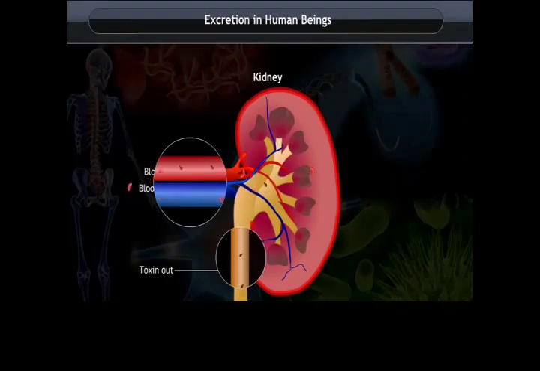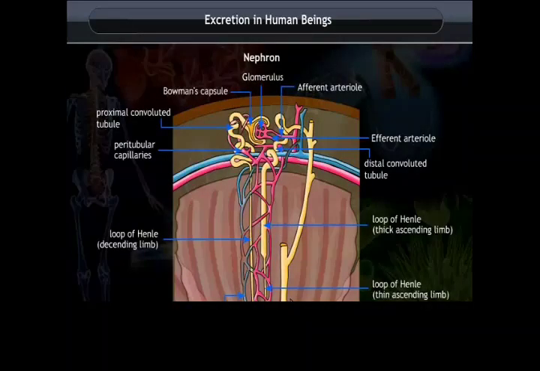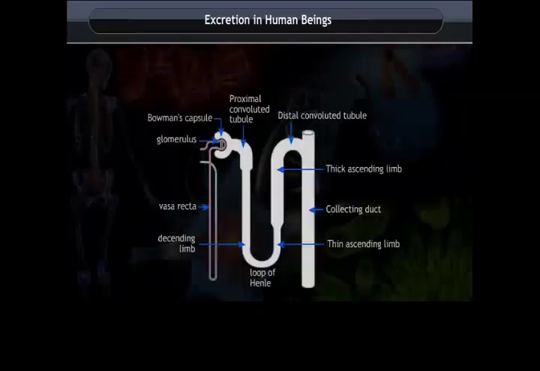The basic filtration unit in the kidneys is a cluster of very thin-walled blood capillaries. Each capillary cluster in the kidney is associated with the cup-shaped end of a tube that collects the filtered urine. Each kidney has large numbers of these filtration units called nephrons packed close together.